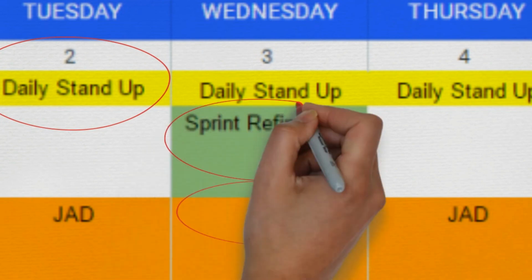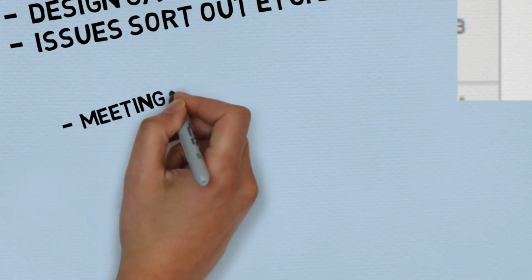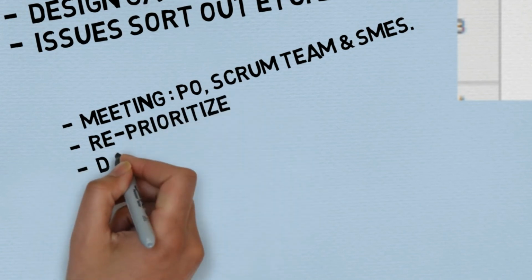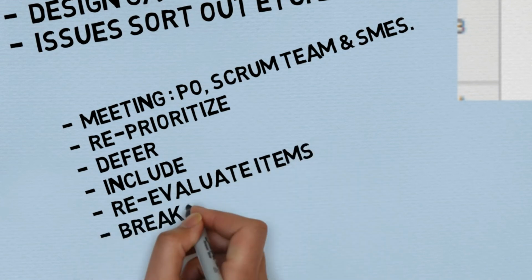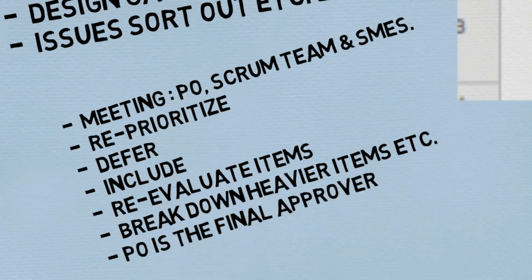Next is sprint refinement. This meeting happens between product owner, development team, or SMEs. There are many things that may come up while working. Therefore, it becomes essential to refine a sprint. This includes reprioritizing certain items, deferring some, including some, re-evaluating certain tasks in the backlog. And if the task or user stories are greater than 12 hours, these need to be broken down further. Only product owner has the final authority to approve or disapprove any decision on the backlog, be it a product backlog or a sprint backlog.